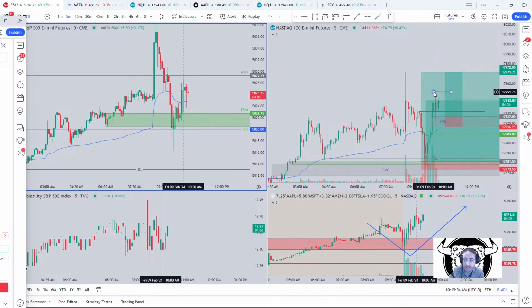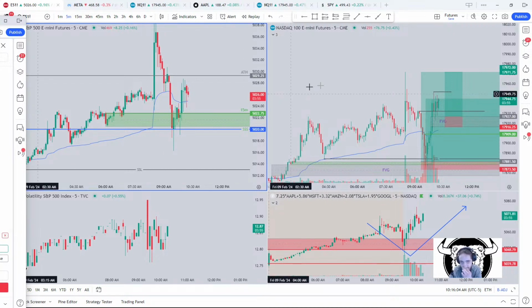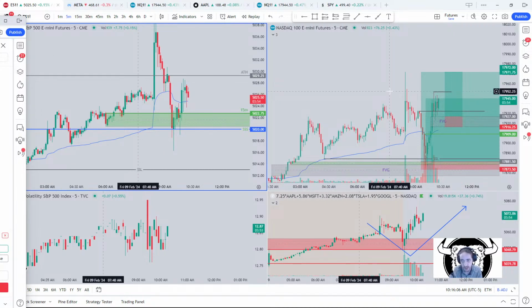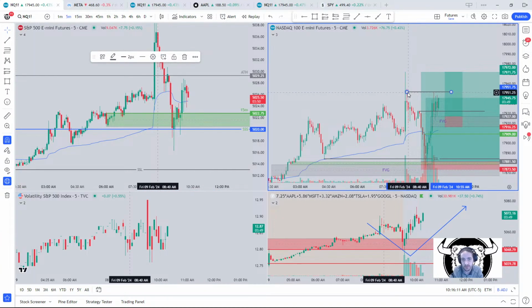First target 17.51, second target 17.71. But if we just run right through this level, I'm probably not going to take profit there. This right there is probably even a better level.